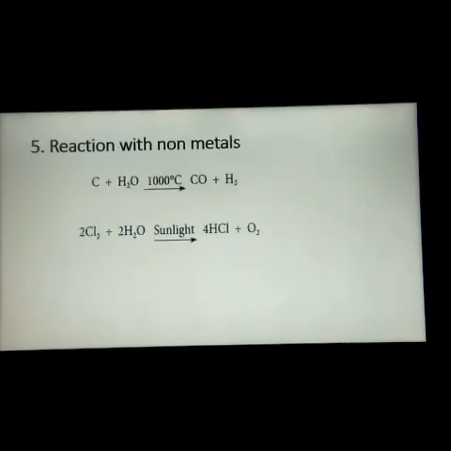And next one is reaction with the non-metal. Red hot carbon reacts with steam to produce water gas, and chlorine gas dissolves in water and produces hydrochloric acid.